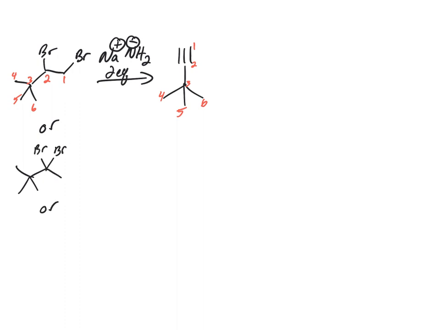Or you could have put 2 bromines on 1. All right, either way, you've got to do a double E2, right, to get to there. So you need to do a double E2. You need 2 leaving groups, no matter what. So that's what you need to think about.